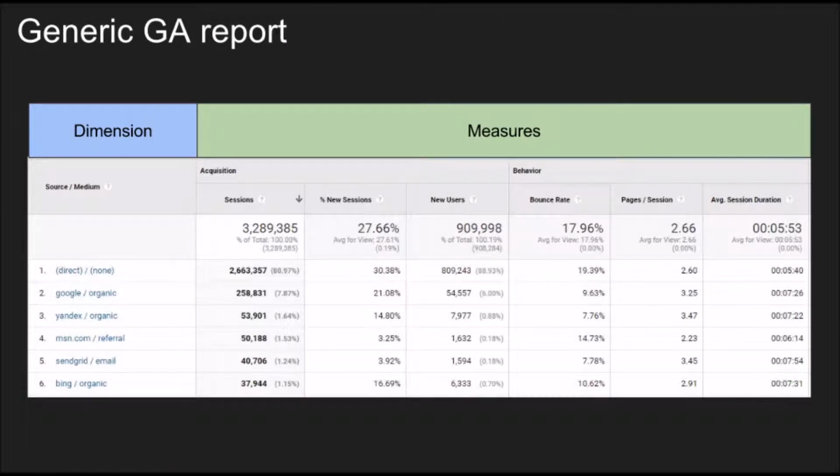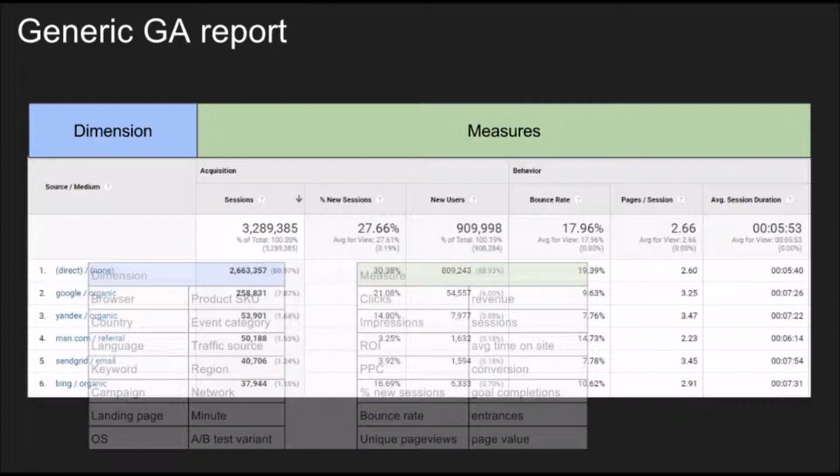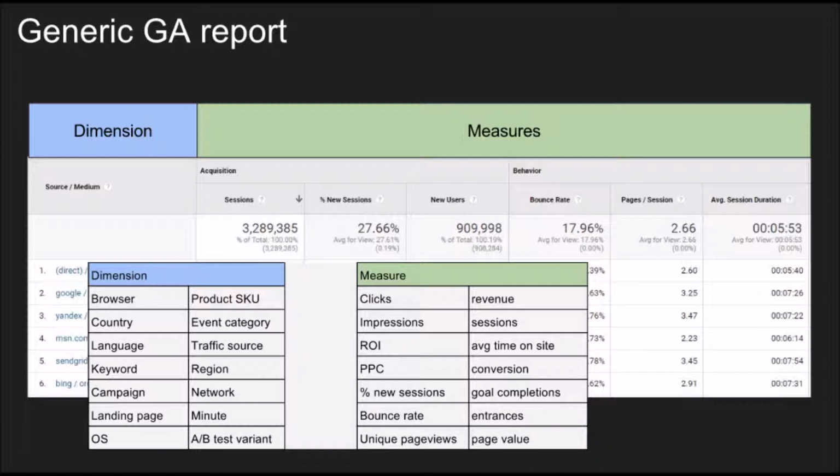Almost all Google Analytics reports contain one dimension and a list of measures. Possible dimensions are browser, country, traffic source, A/B test variance, and many more. Possible measures are clicks, impressions, page views, revenue, and so many more.